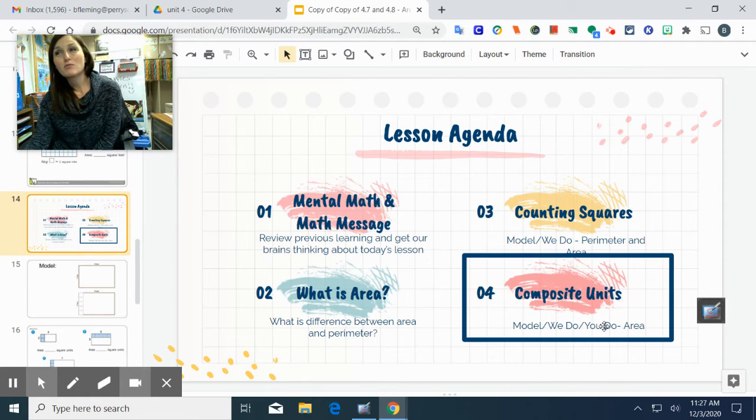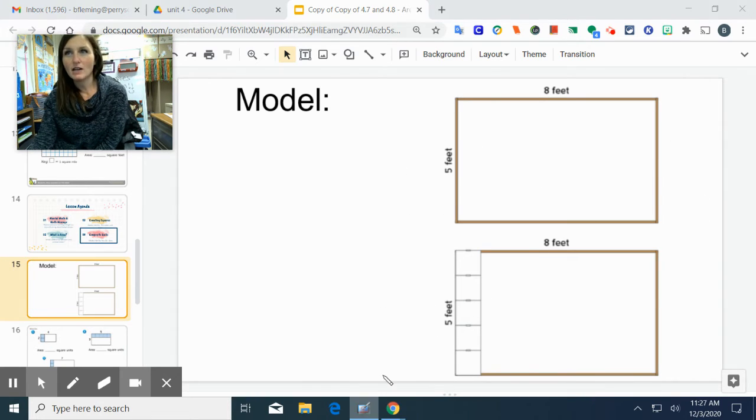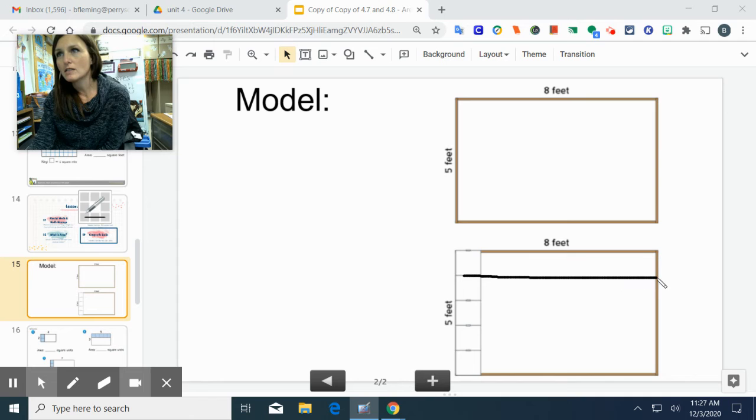Now sometimes they're not going to have all the squares there. That's going to be called a composite unit. So this is a rectangle here. You can see that's 5 feet by 8 feet, and there are no squares. But I can imagine in my brain what 5 squares would look like. I know that there's 5 here. So if there were 8 here, I could just continue that along, right? 1, 2, 3, 4, 5, 6, 7, 8. And I could just kind of draw that on my own.